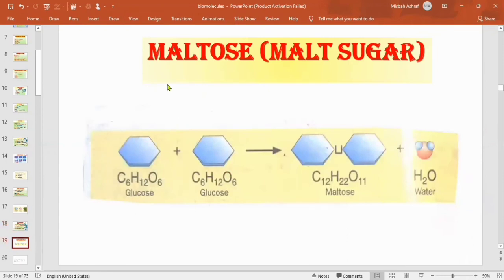Beta, see here, we studied maltose, and I've told you maltose is made up of two monosaccharides. It's also known as malt sugar because it is present in malted food.